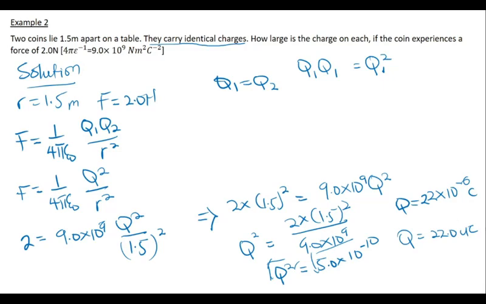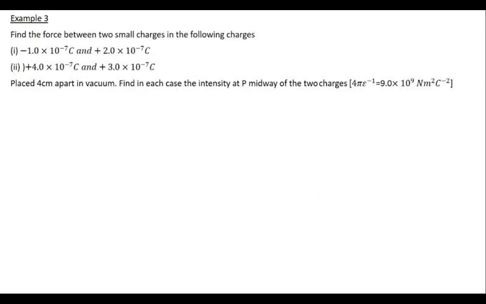All right, let's have a look at one final example where we get to experience how to calculate the electric field intensity midway. So example number 3 is saying find the force between 2 small charges in the following. So we have I, negative 1.0 times 10 raised to the power minus 7 coulomb, and positive 2.0 times 10 raised to the power minus 7 coulomb. Then II, 4 times 10 raised to the power minus 7 coulombs, and 3.0 times 10 raised to the power minus 7 coulombs, placed 4 centimeters apart in vacuum.